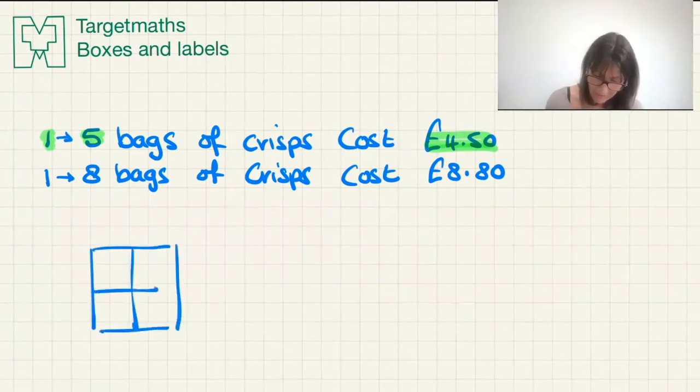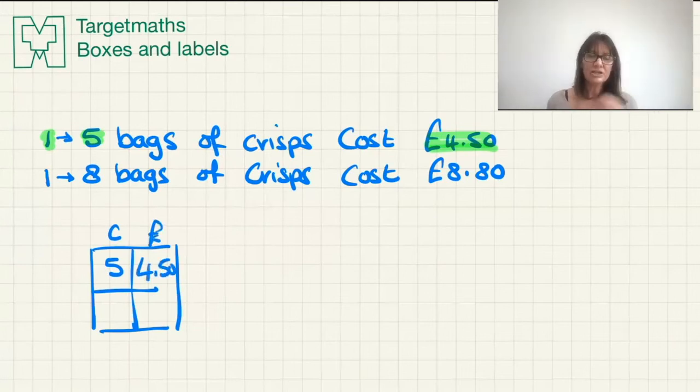Okay, I know that 5 bags of crisps, so I'm going to label it C for crisps, cost £4.50, and I'm going to put in my pound sign. And I do that because I don't want the next number I put in to go into the wrong column. If it goes into the wrong column, it's not going to help me get the answer. So when there's a story, like here, 5 bags of crisps costing £4.50, that 5 and that £4.50, they're connected. They are a fact. And that connected pair, that are the fact in the story, always goes side by side in the boxes and labels.